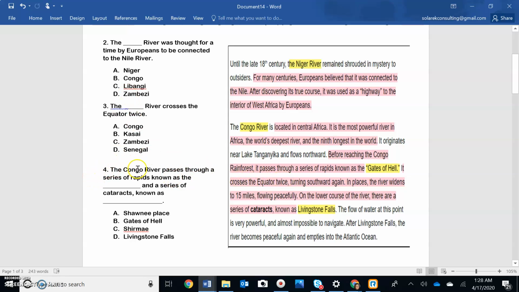Okay, number 4. The Congo River passes through a series of rapids known as the Gate of Hell. Put the letter that has that in it up in number 4. Following a series of cataracts known as, then this should be the second letter that you write for number 4. Whatever the series of cataracts is known as.